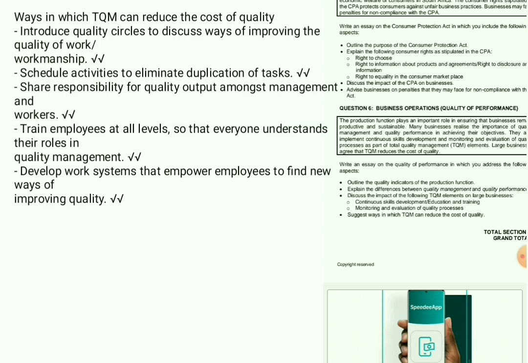Introduce quality cycles to discuss ways to improve the quality of work and workmanship. Schedule activities to eliminate duplication of tasks. Share responsibilities for quality output amongst management and workers. Train employees at all levels so that everyone understands their roles in quality management. In conclusion, you can say that the production function should produce goods and services according to set standards and specifications.